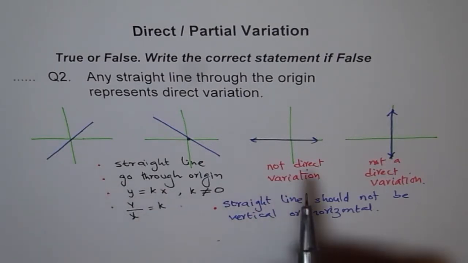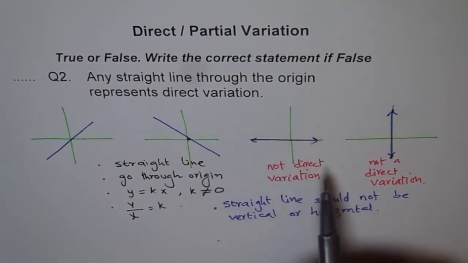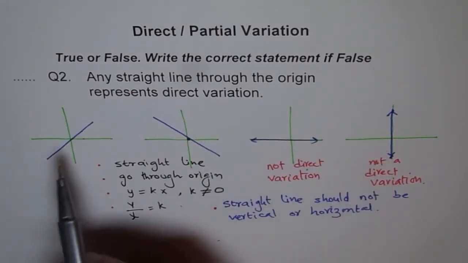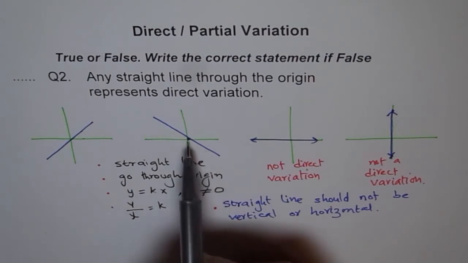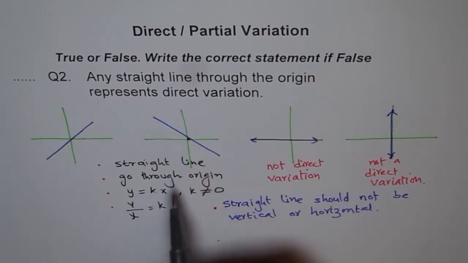Otherwise, the straight line going through origin will represent a direct variation. So these are not the cases. But yes, even if the line is going down, it represents a direct variation. The only thing here is k value is negative, right? Do you understand? So that is how we have to see our condition.